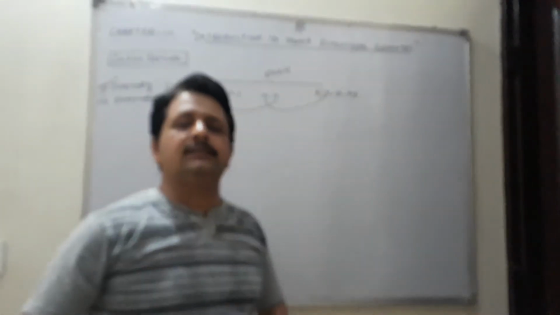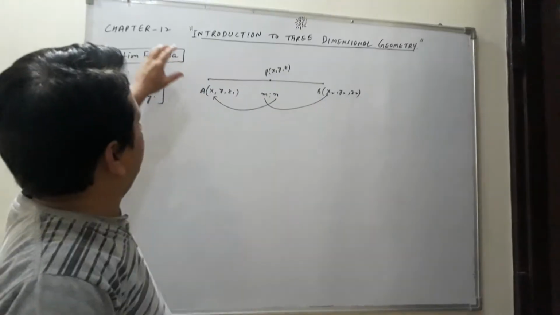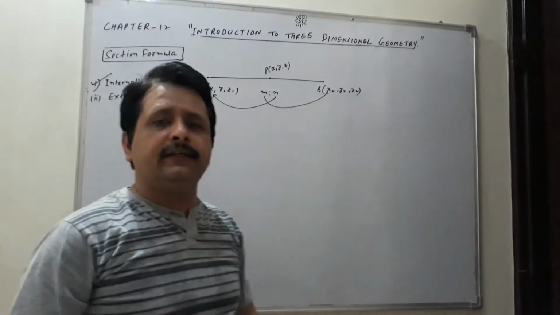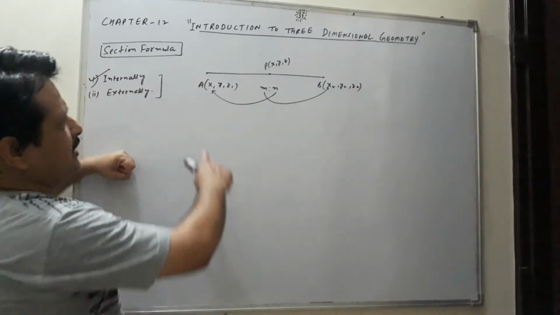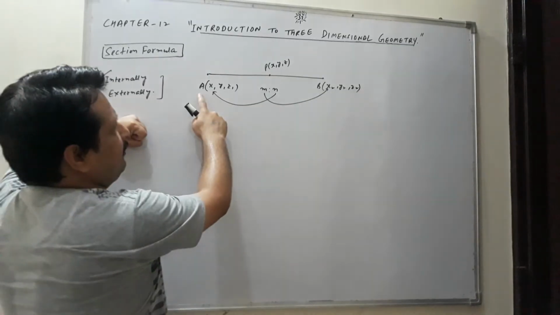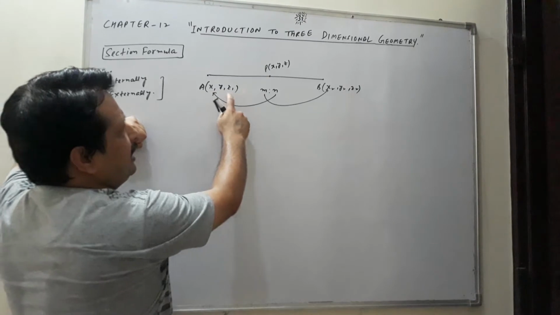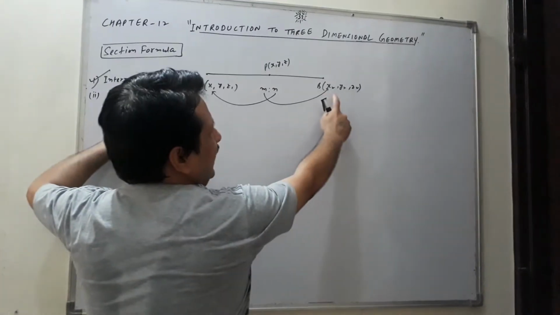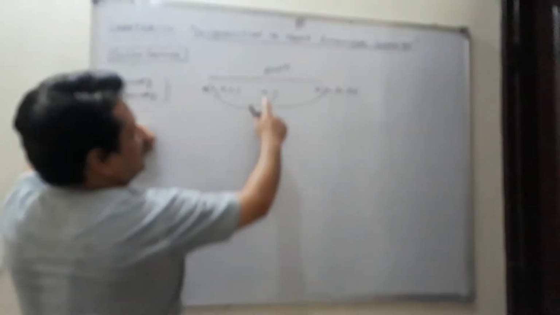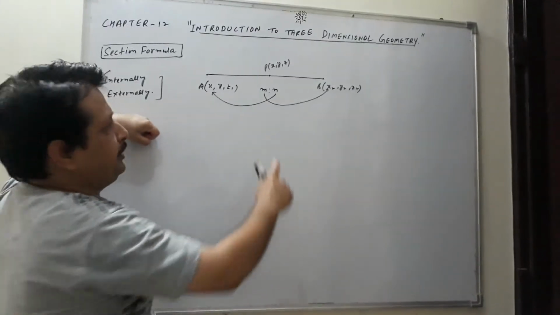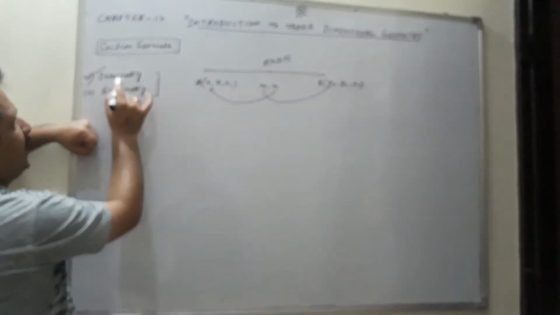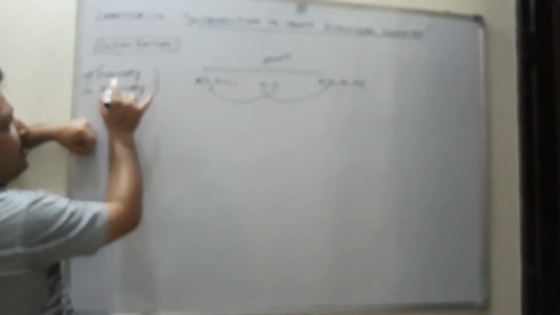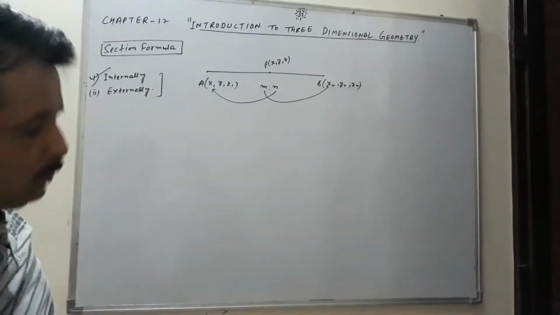Good morning, students. Let us continue with the introduction to 3D. Today I am going to tell you about the section formula. Here I have the point A with coordinates x1, y1 and z1, and B with x2, y2 and z2. There is a point P which divides it in the ratio m:n. I am going to tell you how we will write the formula internally and externally.